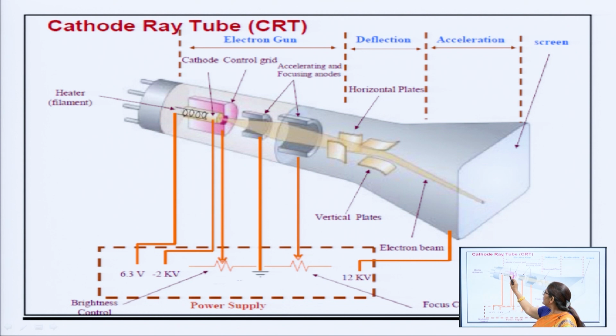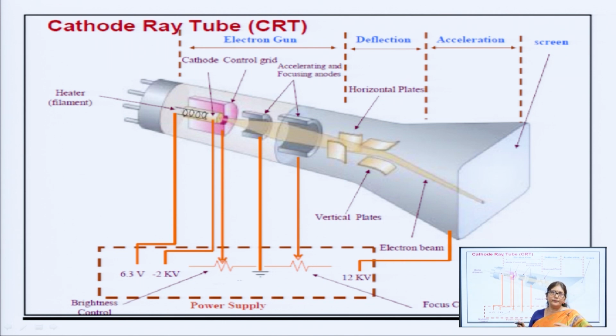This is the cathode, an indirectly heated cathode, meaning there is a filament which is heating the cathode. The cathode has a very low work function, meaning that if a very small voltage is applied, this cathode will produce electrons. So, it will emit electrons, and there is a control grid.